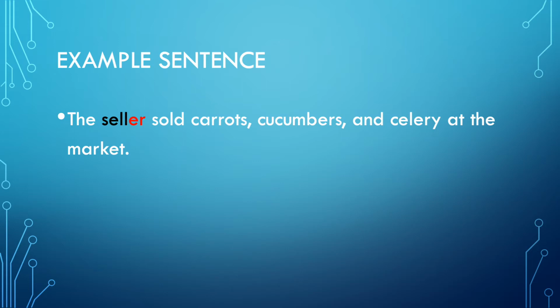Let's look at the word seller. If you notice, it is in two different colors. Sell is in black because it's the base word. ER is in red because it's the suffix. So let's break down the word seller. Let's look at the base word sell. Well, what does sell mean? Sell means to give or hand over something in exchange for money.